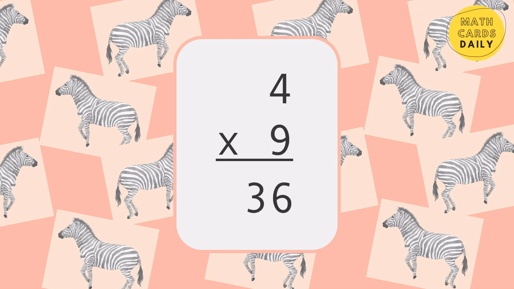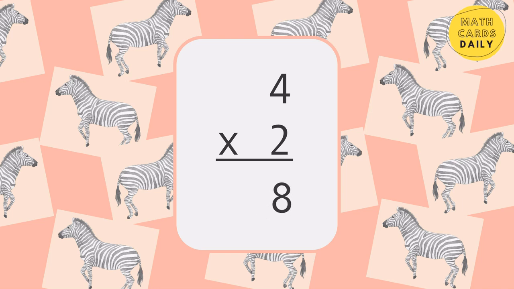4 times 9 equals 36. 4 times 0 is equal to 0. 4 times 8 is equal to 32. 4 times 10 is equal to 40. 4 times 9 equals 36.